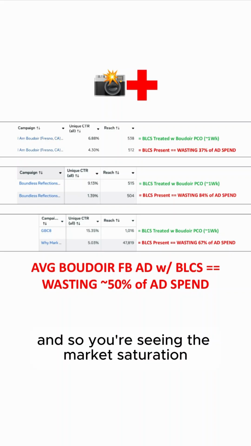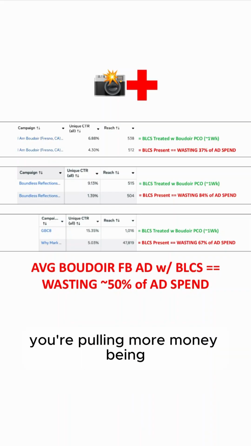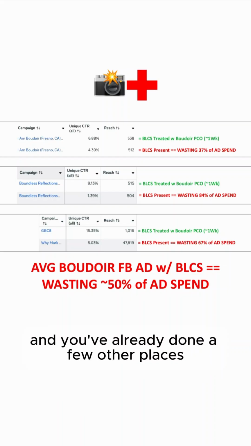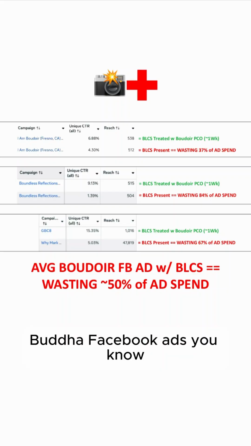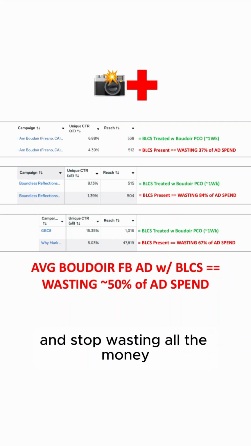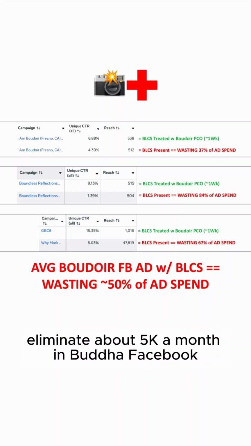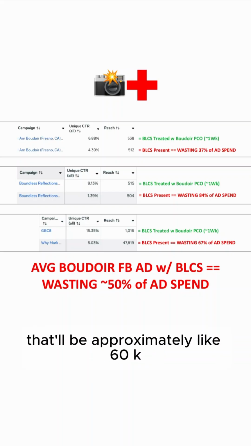And so you're seeing the market saturation, competition heat up, more sellers for the same number of buyers, and you're seeing inflation still hitting everyone hard in the country. So you're optimizing the business more to pull more profit out of it for your same effort. And you've already done it a few other places, but now you really want to do it for Boudoir Facebook ads, really plug the leaks, be as efficient as possible, and stop wasting all the money. And you're seeing you can probably eliminate about 5K a month in wasted Boudoir Facebook ads, and keep that back in your pocket. That'd be approximately like 60K over the next 12 months.